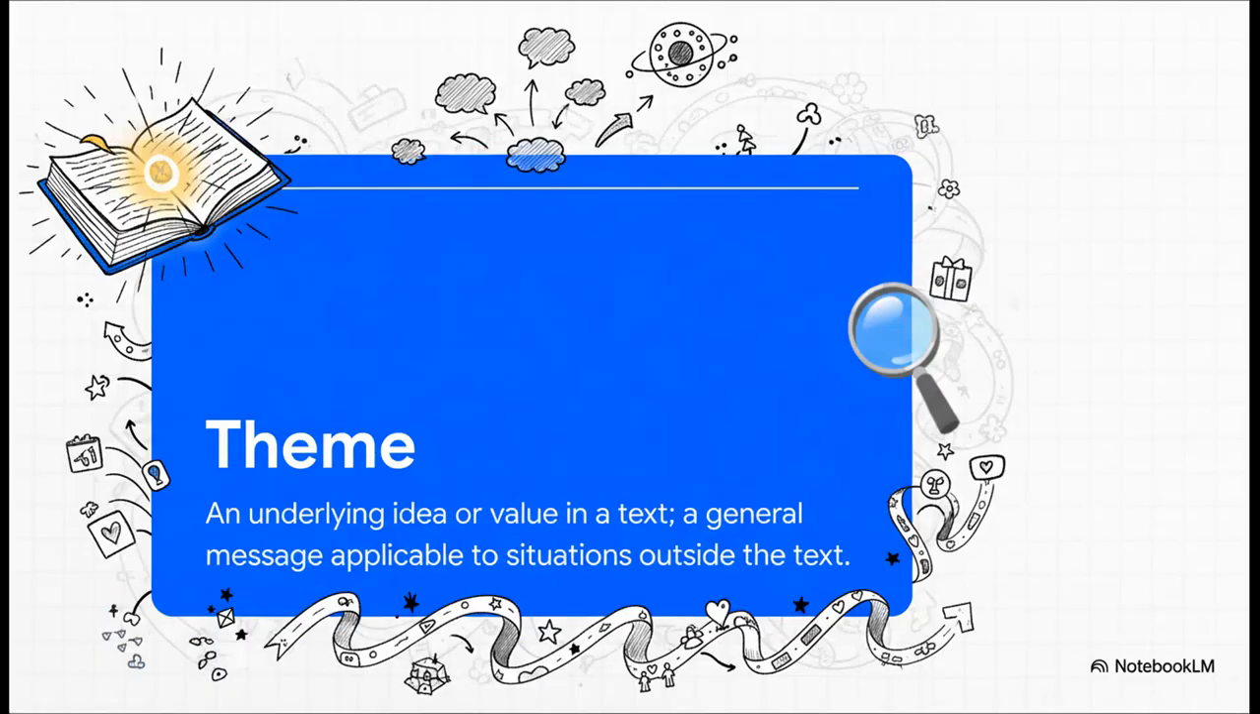The Iowa Reading Research Center gives us a really solid definition. A theme is an underlying idea or value that you see woven all through a story. But listen, the most important part of this whole definition is this. It's a general message. It's something you can take out of the book and apply to the real world.